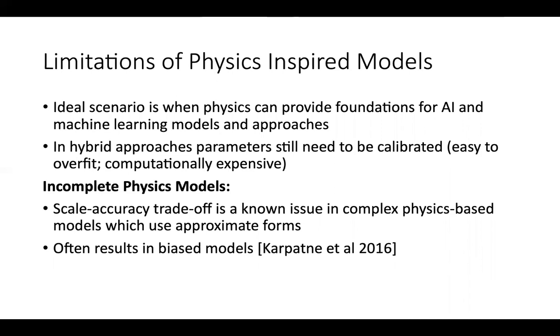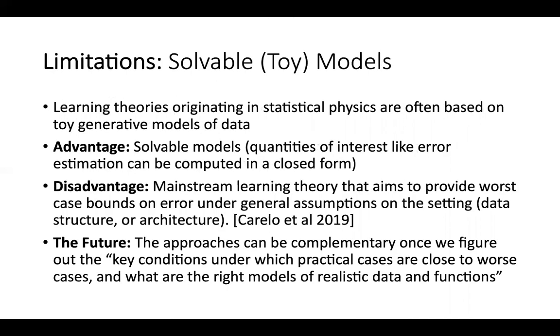The physics models may be incomplete, mainly because of the scale accuracy trade-off: at different scales we have to use approximate models, which may result in biased models. So that's a known trade-off. There's a limitation with respect to solvability. Many physics-based approaches deal with toy models because that can yield elegant solvable solutions.